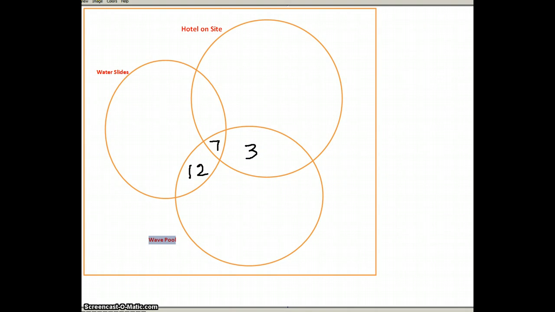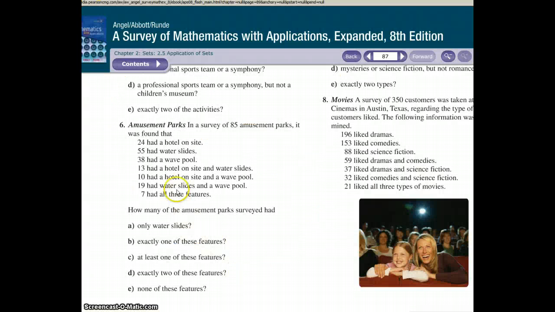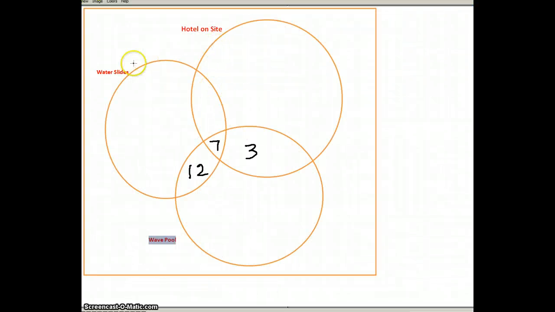Now we have to look at the next one. The next one is 13 had hotel on site and water slide. So we have hotel on site and water slide. The sum of all this is 13, and 13 minus 7 is 6.